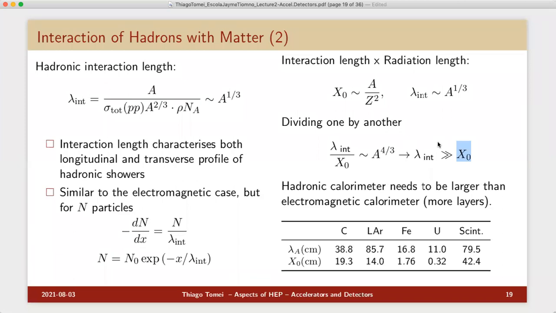to use these kinds of interactions to measure the energy of particles in what's called calorimeters. If you want a calorimeter to measure the energy of hadrons, it needs to be much larger than a calorimeter to measure the energy of electrons and photons. And here you have some comparisons of the interaction length and of the radiation length for different materials. And you can see here that always the interaction length is larger than the radiation length.